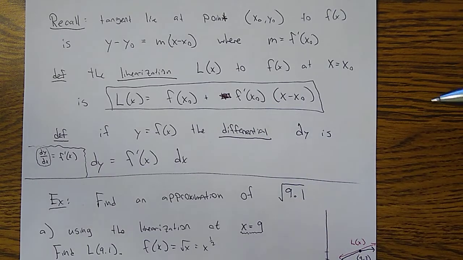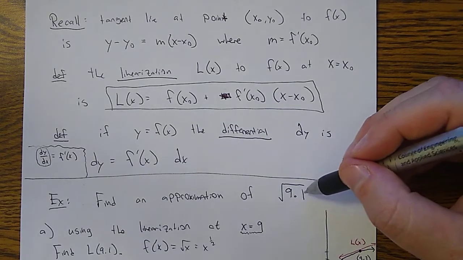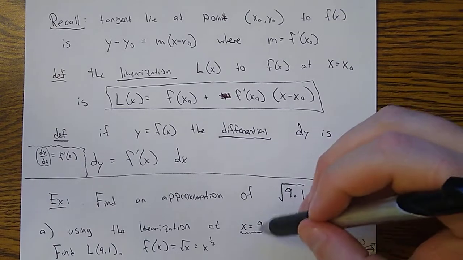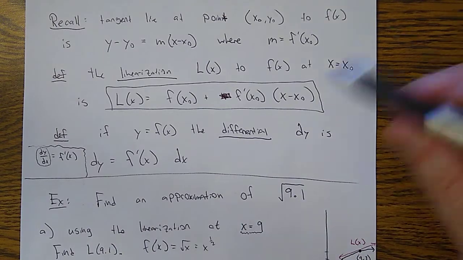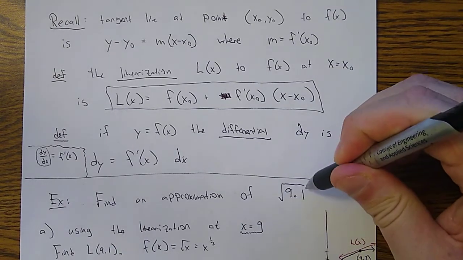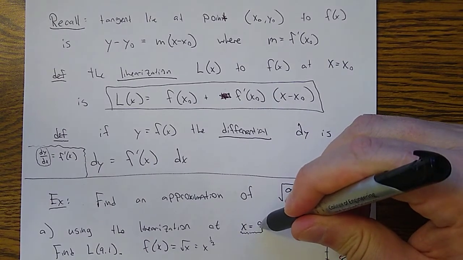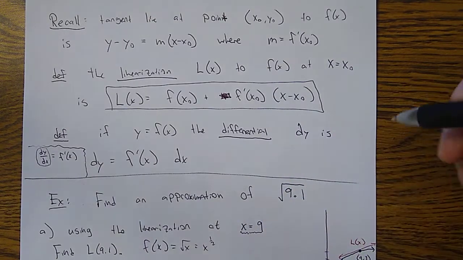Because 9, first of all, is a nice whole number, and second of all, because we know the square root of 9, and that's a nice number, it makes sense to choose x equals 9. So in general, whenever you're doing this, choose the linearization at a nice number that's convenient and that's close to the number that you're really trying to do.